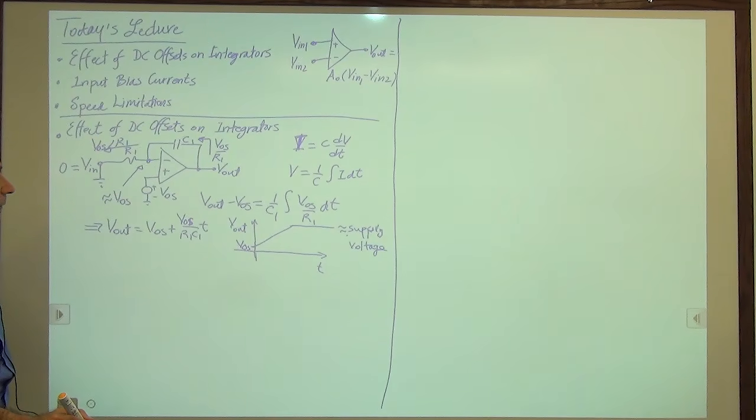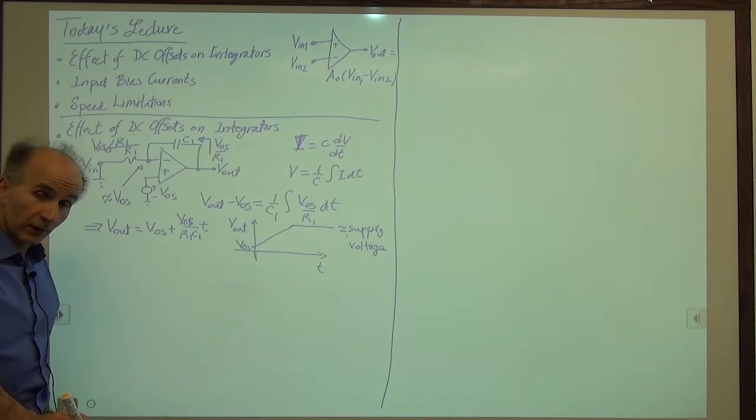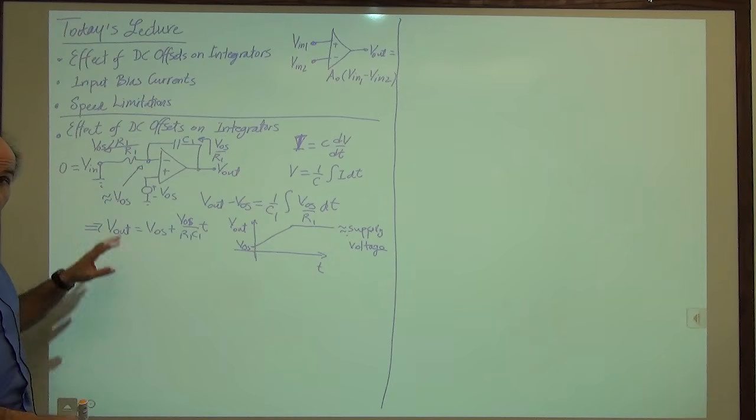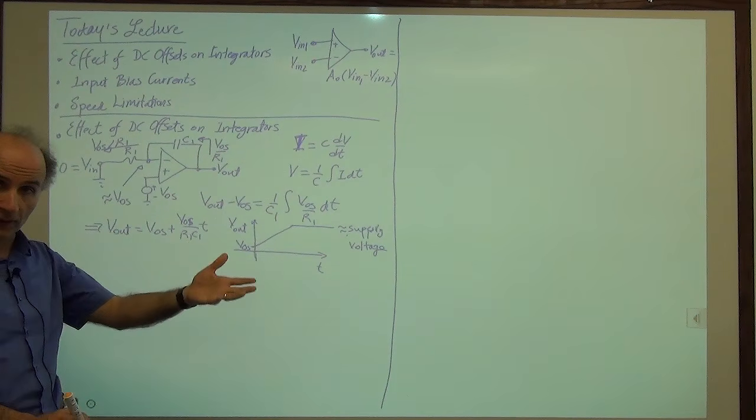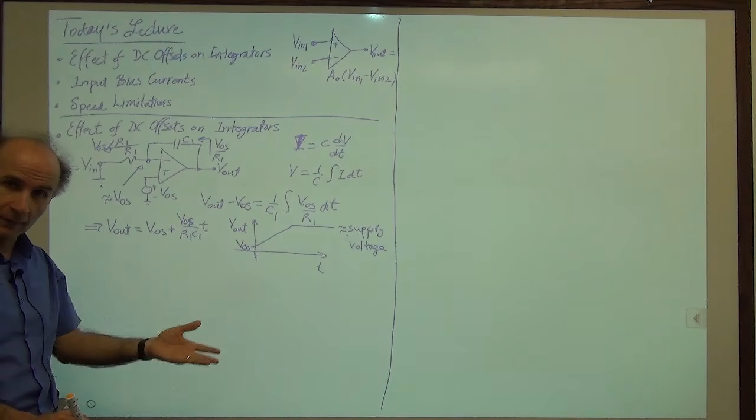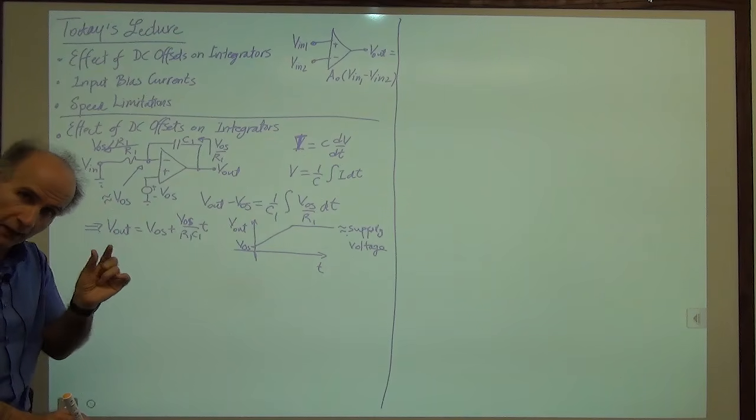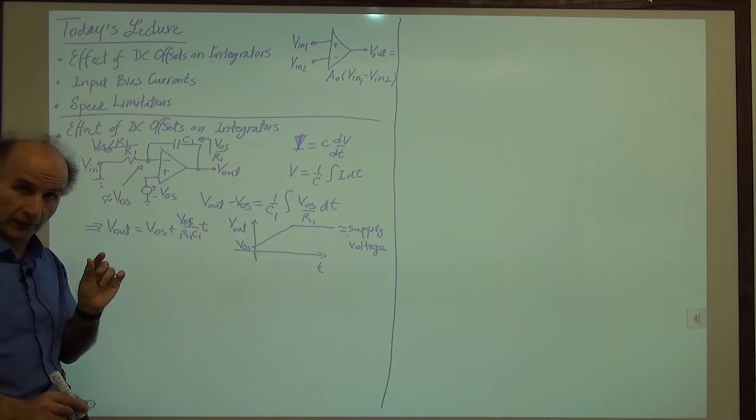Okay, so that's the problem with this type of integrator, and we have to find a fix for it. You see that in this case, it's really just a functionality question. When we saw the effect of offset in the previous circuits, the inverting and non-inverting amplifiers, we had some amount of error at the output, the amplified offset.